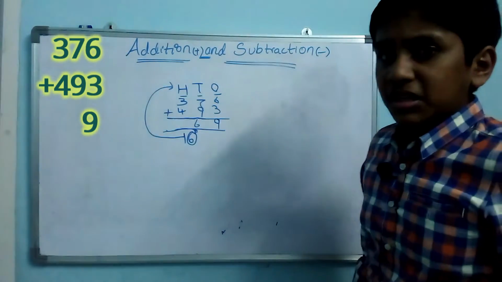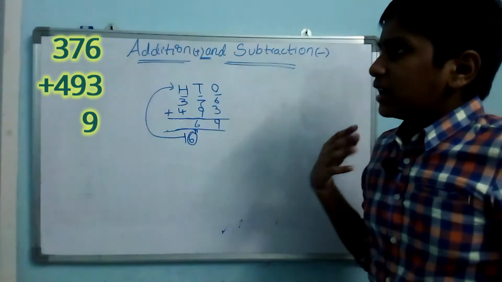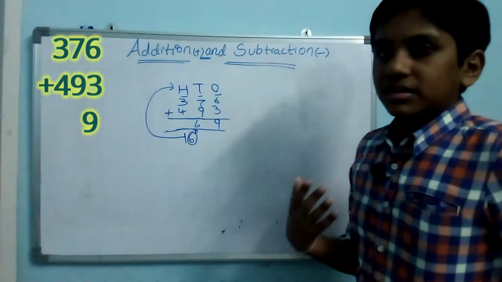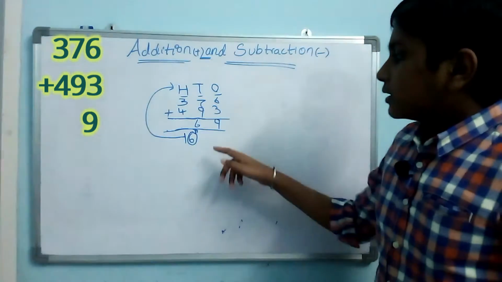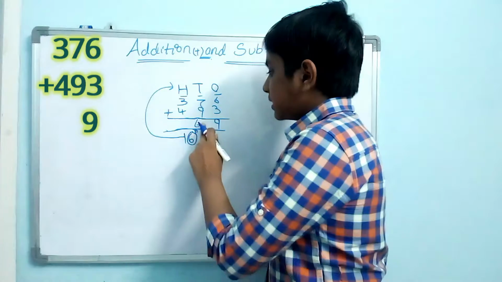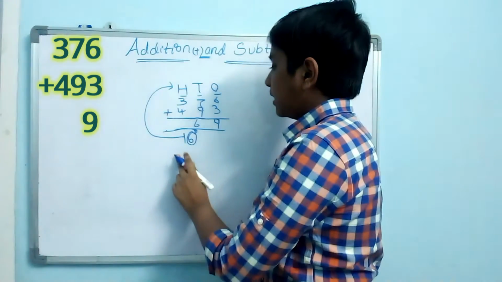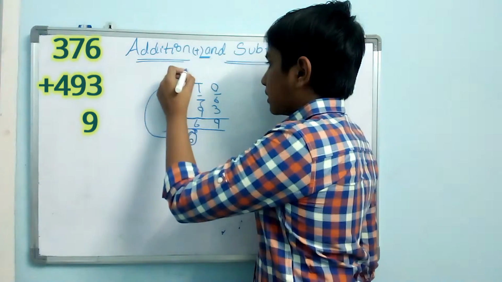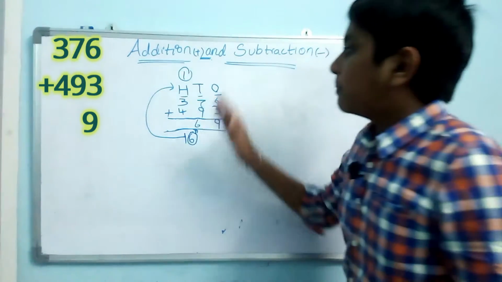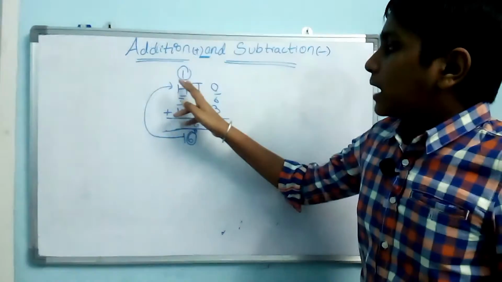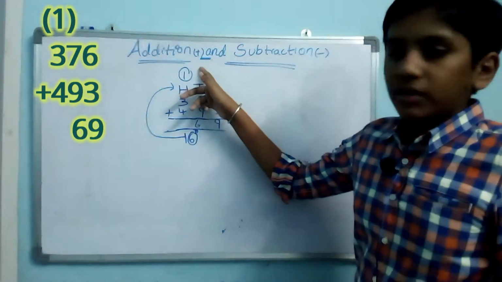or any two-digit number. If we add any numbers and the sum is a two-digit number, then we have to write the ones here and the tens or hundreds here. Here 1 is a tens, so we have to write it above the next column. Hundreds is the next column, so we have to write it above it.